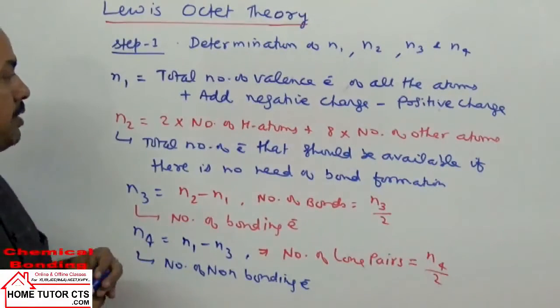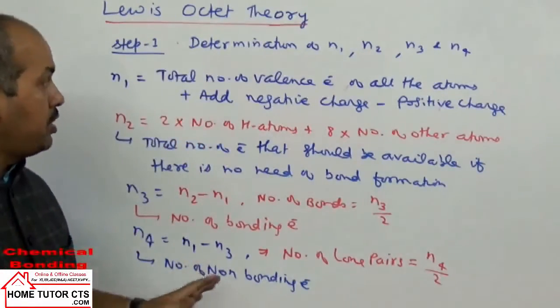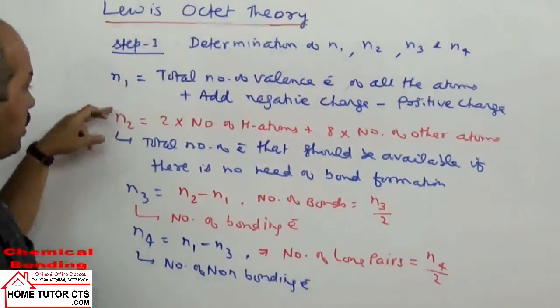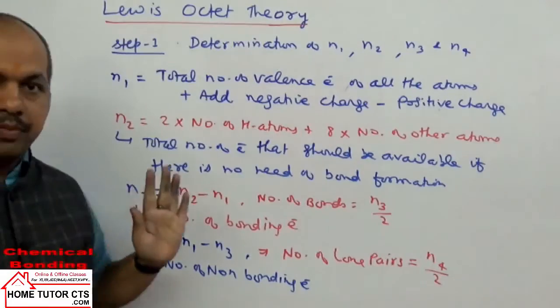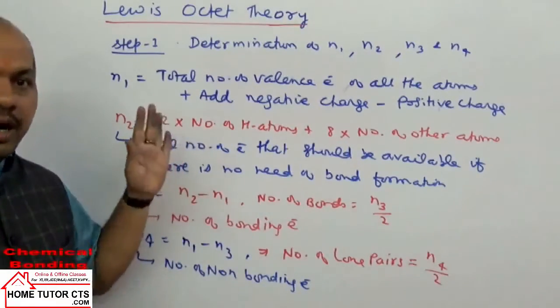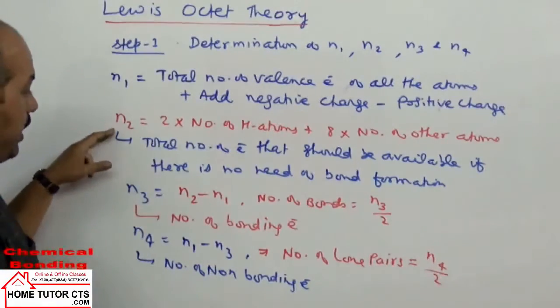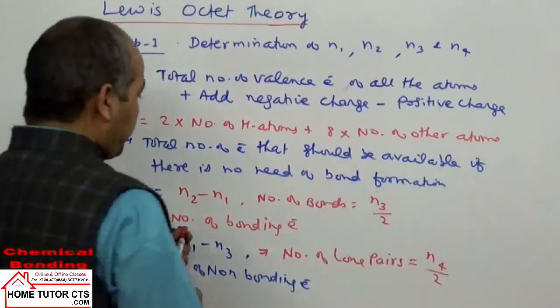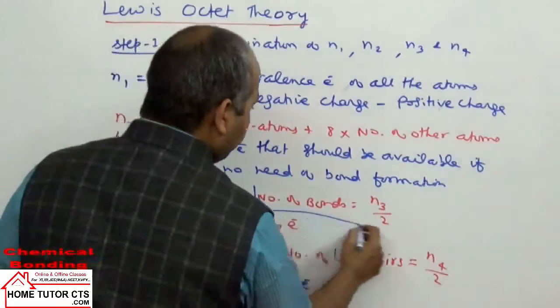So this is step 1 in drawing the Lewis dot structures of a molecule. We first find the values N1, N2, N3, N4. After this calculation of these values, the number of bonds and number of lone pairs, what do we do second?